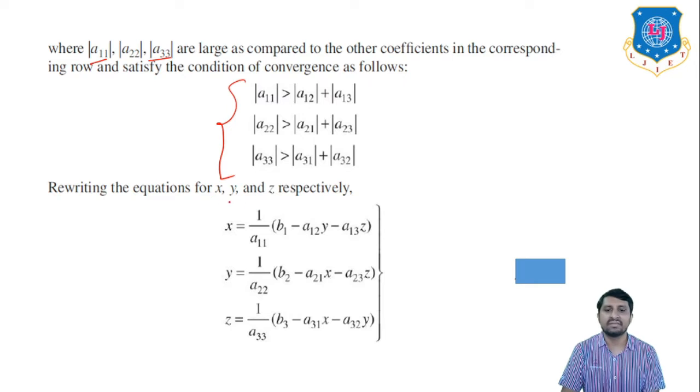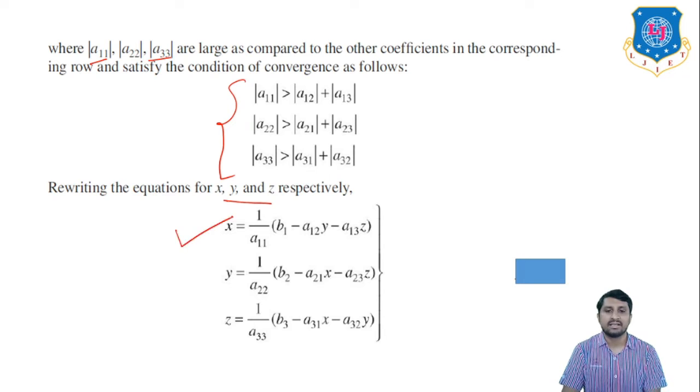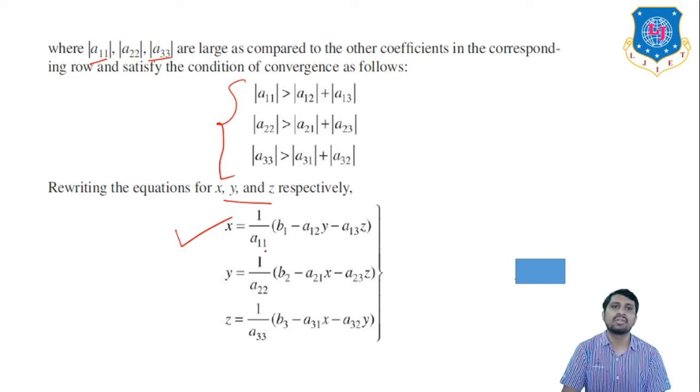Now rewriting the equations for x, y, z respectively. Here you can see that from the first equation, suppose I make x the subject. What is the value of x from the first equation? That is (b1 minus a12y minus a13z) upon a11. So I just write here the value of x from the first equation. Similarly, find the value of y from the second equation and the value of z from the third equation. So first you have to find the values of x, y and z corresponding to equations 1, 2 and 3.